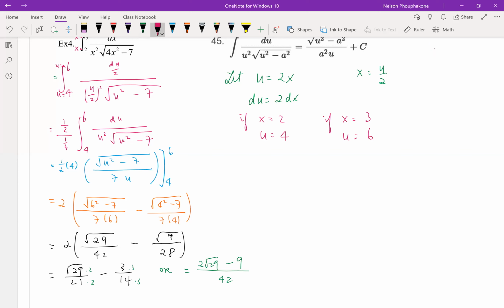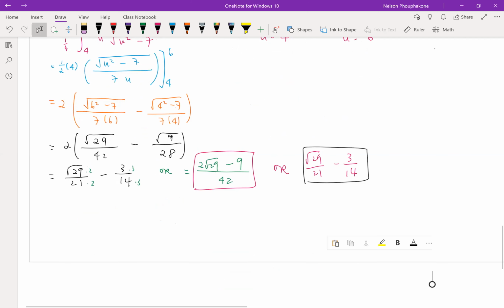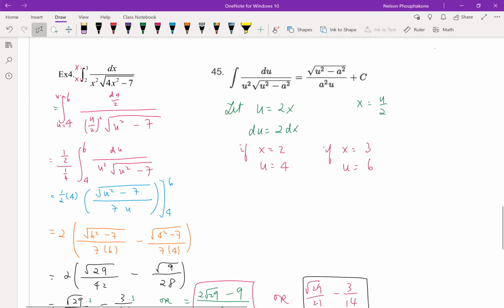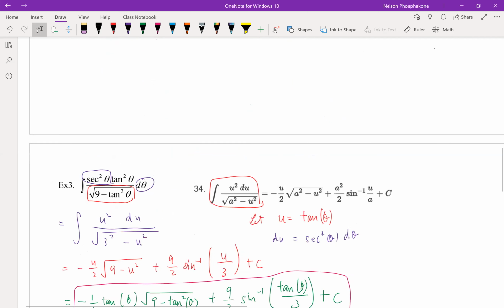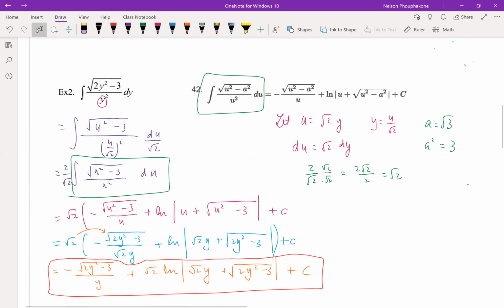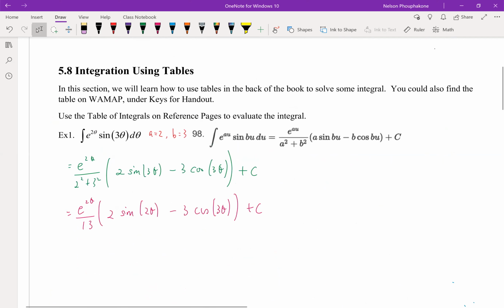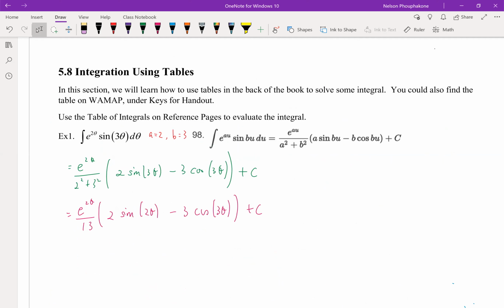Again, it is your choice which form you use. One thing is to make sure that you simplify your answer. Okay, so that is it for this section. Of course, I only chose 4 examples, but basically I just want to introduce how you could use a table to help you solve some of the integrals. Okay, thank you.